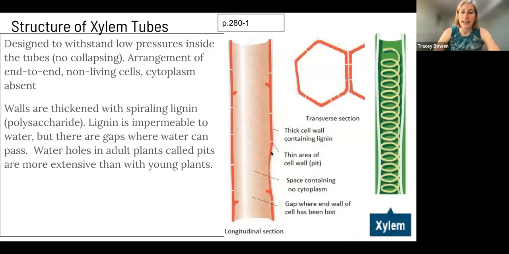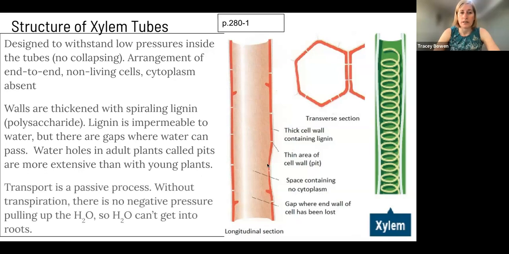in xylem there are tiny holes. These are called pits, where water can pass. This is because water is moving from the xylem into the phloem, which is the other tube, and from the phloem back into the xylem. The water holes in adult plants are called pits, and they're going to be more extensive than they would be in younger plants.